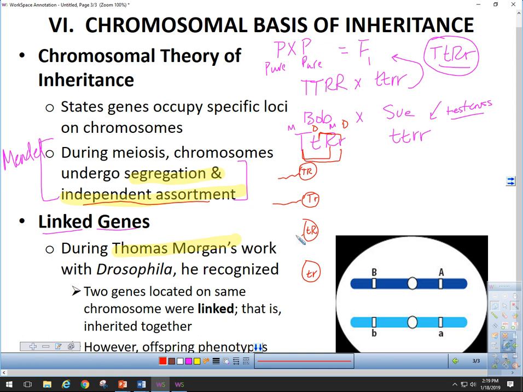Well, Sue's is pretty easy. When she makes an egg, she only has one choice for what combination she can get. She can only give a little t and a little r.